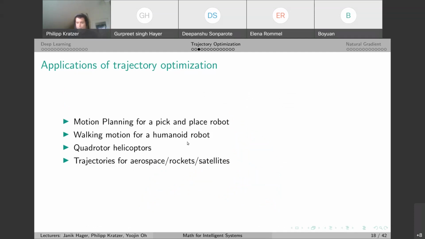And yeah, the origin comes more from aerospace: rockets, calculating trajectories for rockets or satellites. But yeah, it's applied a lot in robotics.